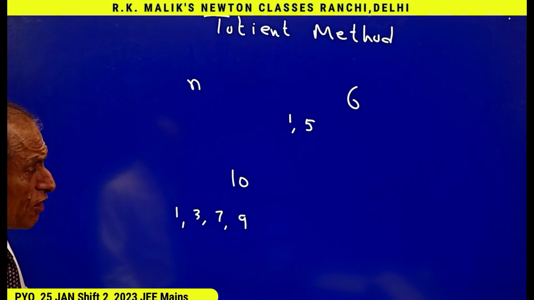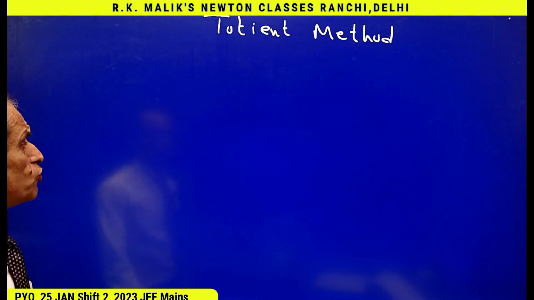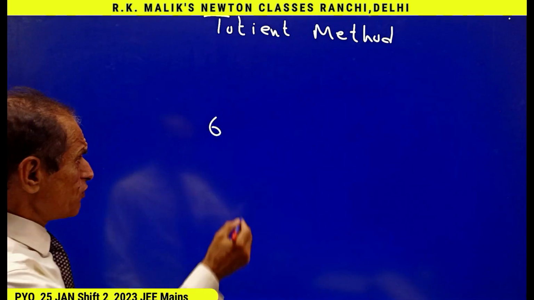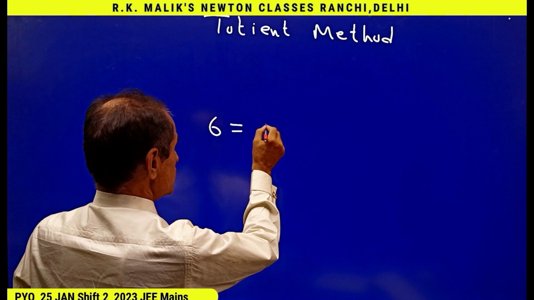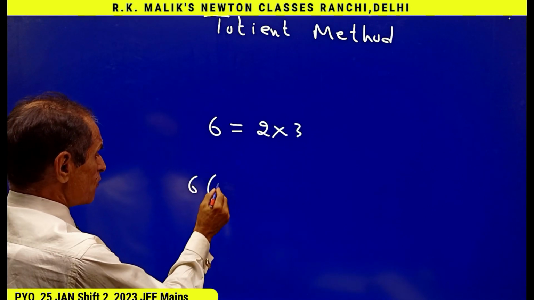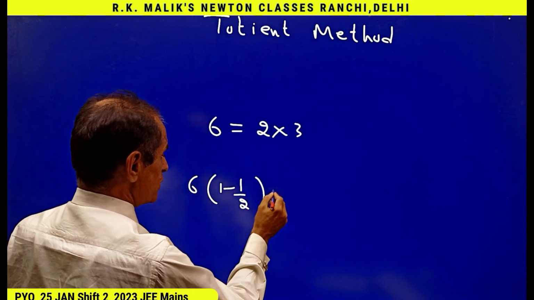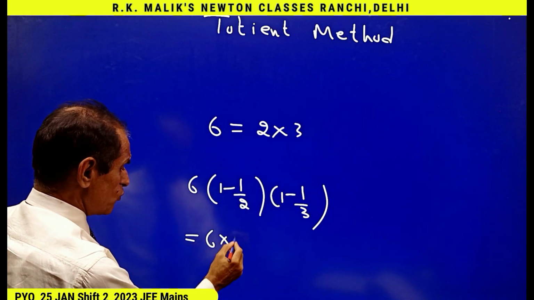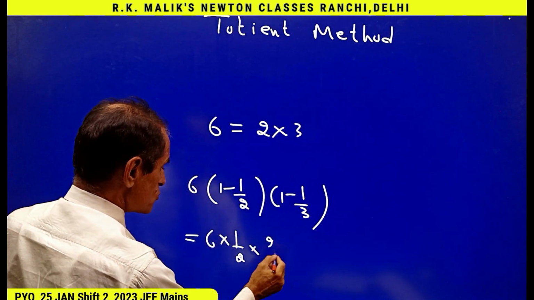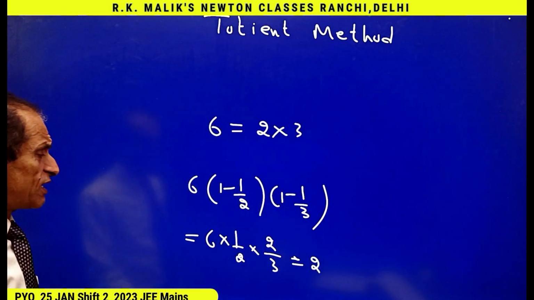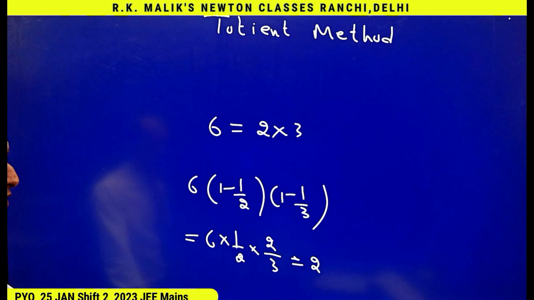Now I will tell you the formula for finding the totient of a number. Suppose you have to find the totient of 6. First of all, factorize 6. That is, it is 2 into 3. Now totient of 6 will be 6 into (1 minus 1 by 2) into (1 minus 1 by 3). That is 6 into 1 by 2 into 2 by 3, that is 2. Hence I can say totient of 6 will be 2.